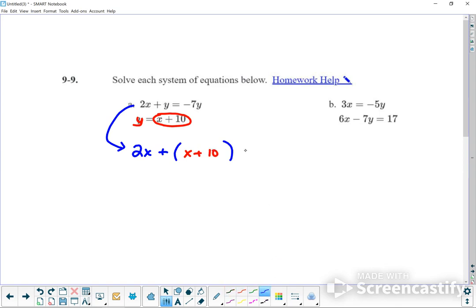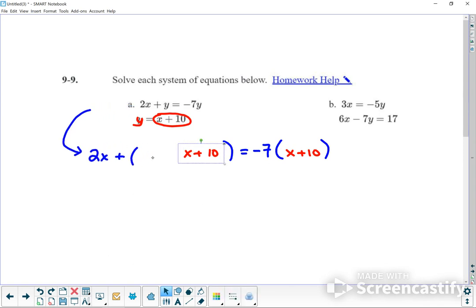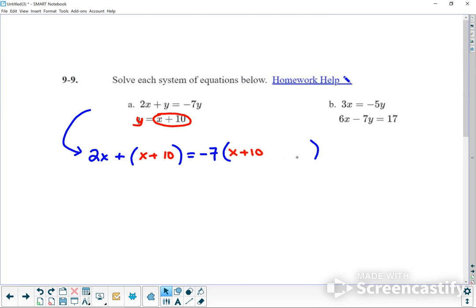And then I'm going to finish it off by doing equals -7y. Oh, and then again, instead of y, see, I almost left that alone, but instead of y, I can write down x plus 10. Let's move this a little bit over. Give myself a little space. Okay, so work this out.